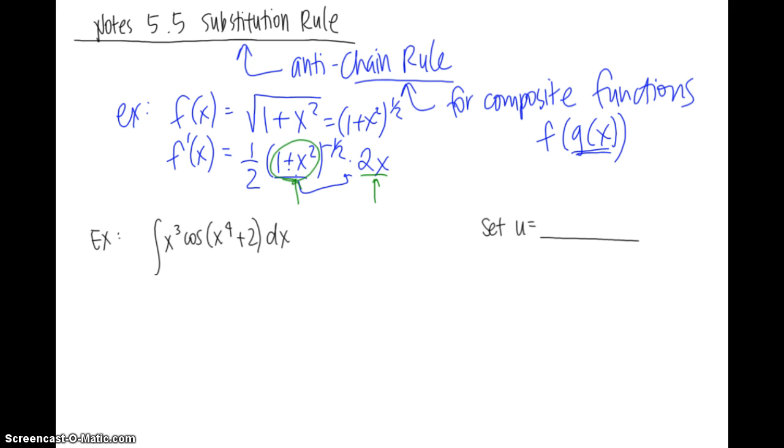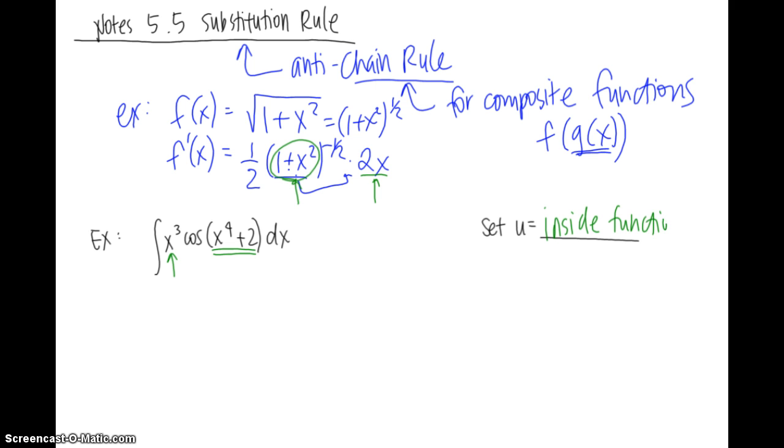And when you take a look at this first example, we see that here you have the inside function of x to the 4th plus 2, the derivative of which is 4x cubed. And the x cubed is out here, which will make it ideal to use the substitution rule. Now, when we use the substitution rule, to make it a little more rigid, formulaic, I should say, we can set u equal to this inside function.